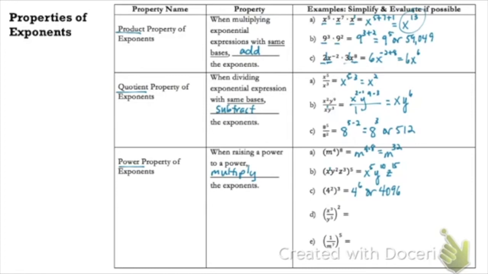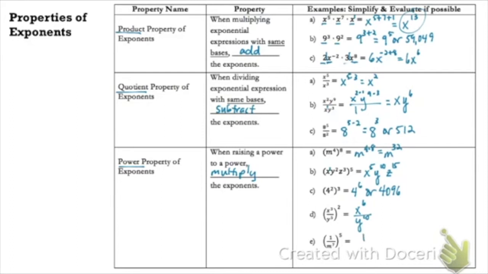On D, we've got a quotient there, but it's different bases, so we can't subtract our exponents, but we can raise them each to the second power. So we're going to multiply. So 3 times 2 is 6. So our power of x is 6, and then 5 times 2 is 10. So we get x to the 6th power over y to the 10th power. Make sure when you write your exponents that you superscript them. That means up and to the right, so they don't look like just a number side to side of the variable that's multiplying.